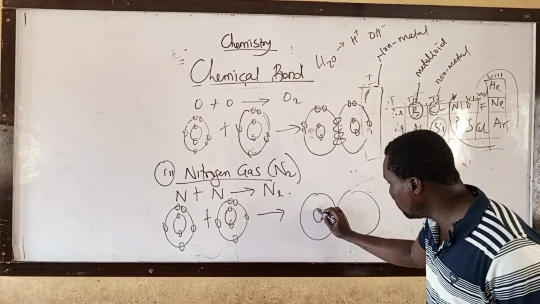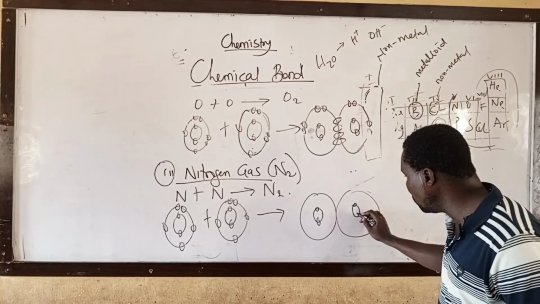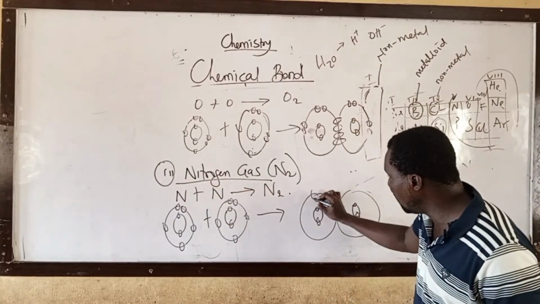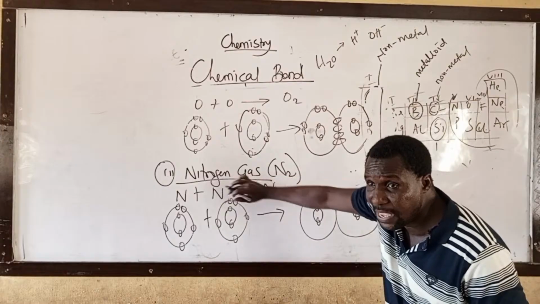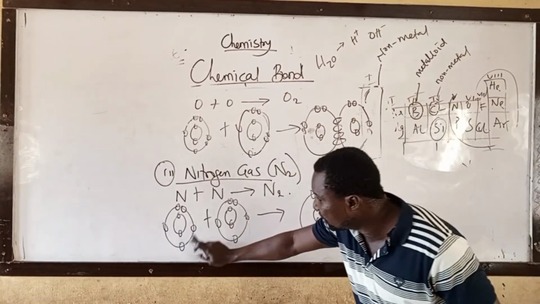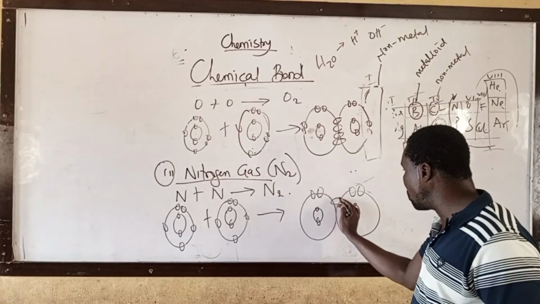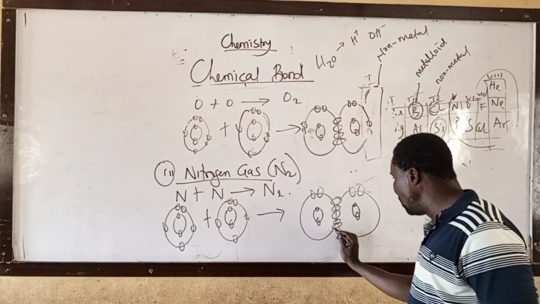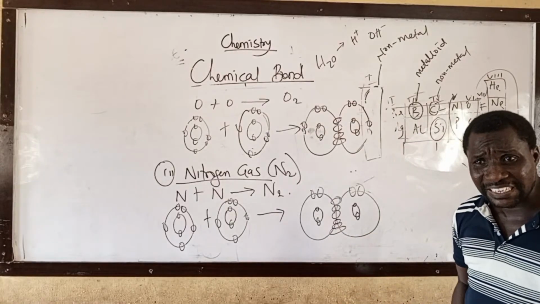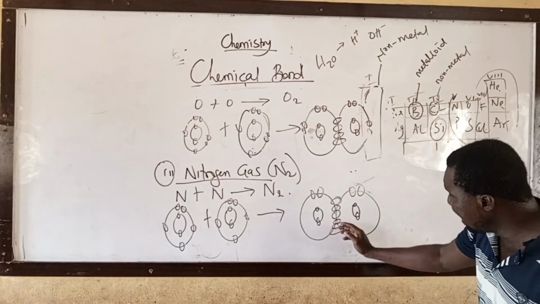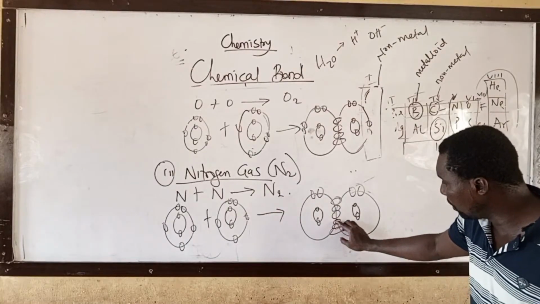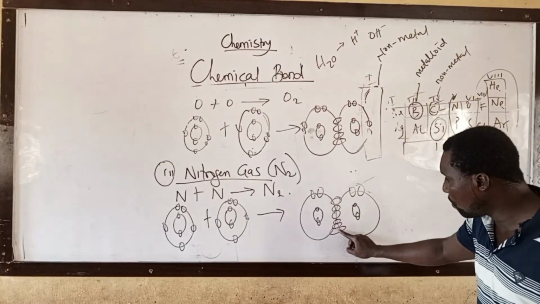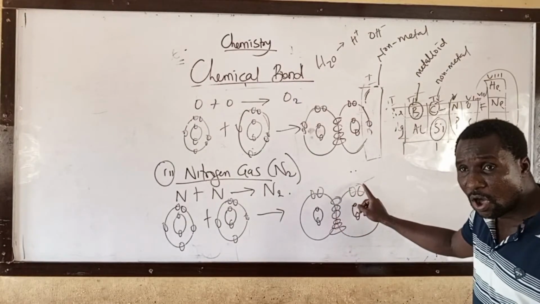Let me draw the inner one. They come together. Then this one that is already paired, put it here. These three single ones are the ones they will come and share. Do you understand? Then look at this. How many electrons for this one? 1, 2, 3, 4, 5, 6, 7, 8. For this one, how many electrons? 1, 2, 3, 4, 5, 6, 7, 8.